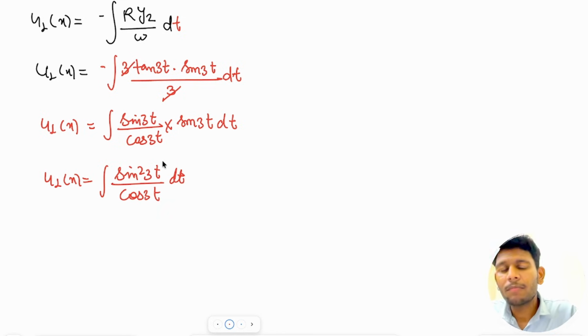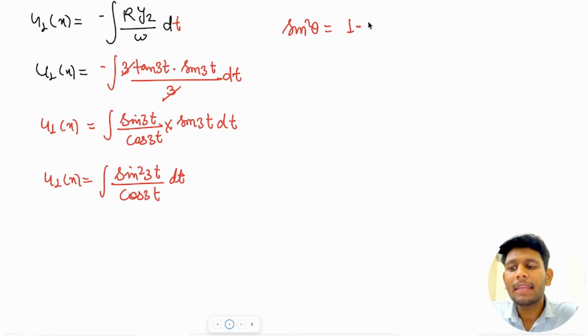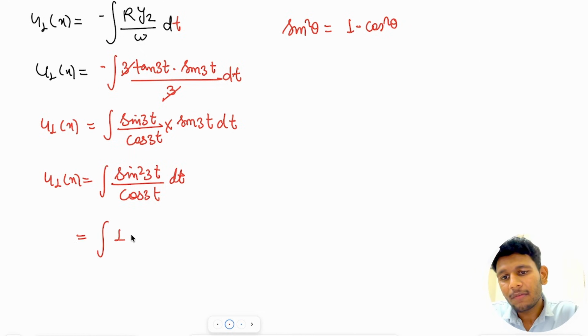Now you should at least have the basic knowledge of integration. What to do? Whenever you have sin square theta, you can simply convert it into 1 minus cos square theta. This is sin square theta only. So you just convert it to 1 minus cos square 3t divided by cos 3t dt.